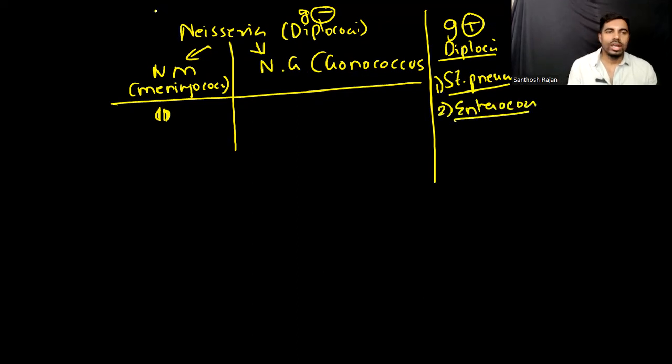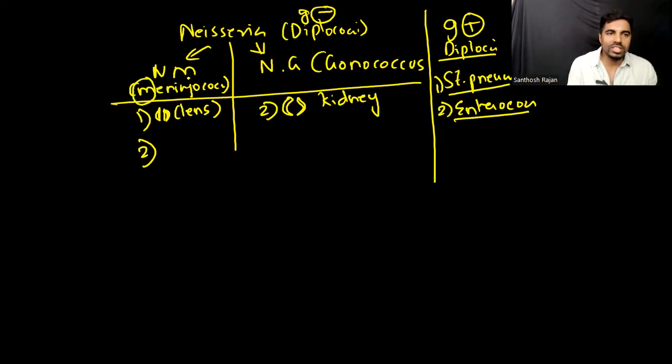Okay, now here, if you see, this is called lens-shaped, Neisseria meningitidis. But gonococcus would be what? Kidney-shaped. Okay, gonococcus is kidney-shaped, kidney bean-shaped. Easy. Number two, biochemicals. In meningococcus, you have M and G. So maltose positive and glucose.